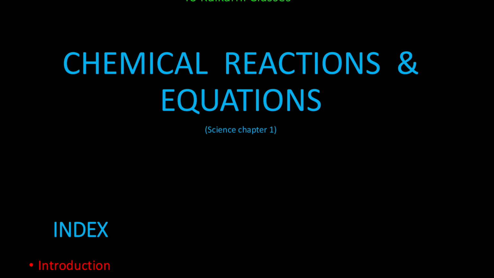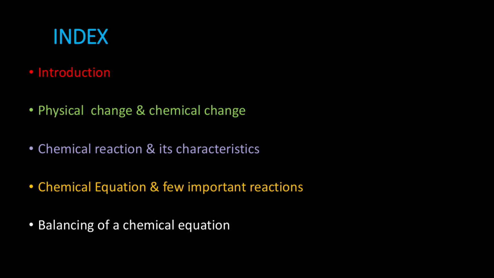I'll make two videos, part 1 and part 2. In part 1, today's video, we will discuss all these concepts: physical change and chemical change, chemical reaction and its characteristics, what do you mean by chemical equation, how to write a chemical equation, and a few important chemical reactions in the activities mentioned in your NCERT textbook, and then balancing of chemical equations step by step. And the remaining concepts like types of reactions, corrosion, and rancidity, we'll cover in part 2.